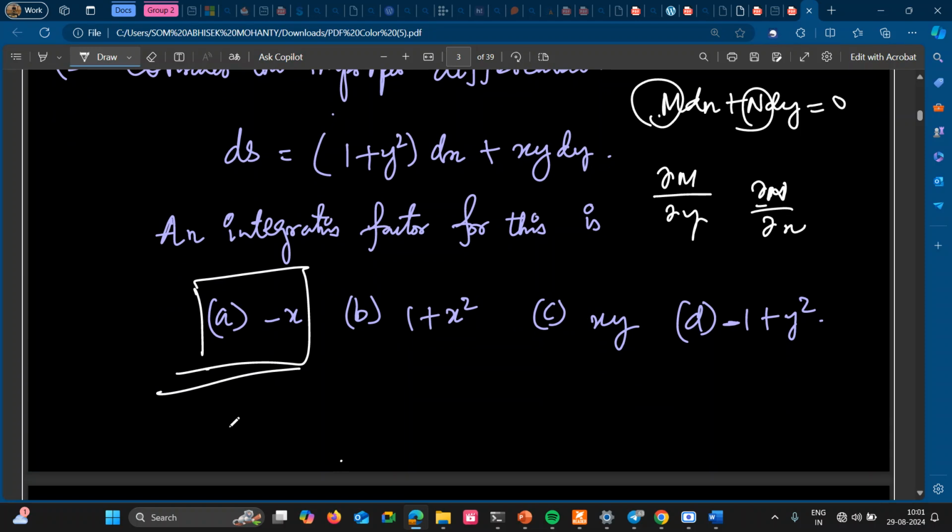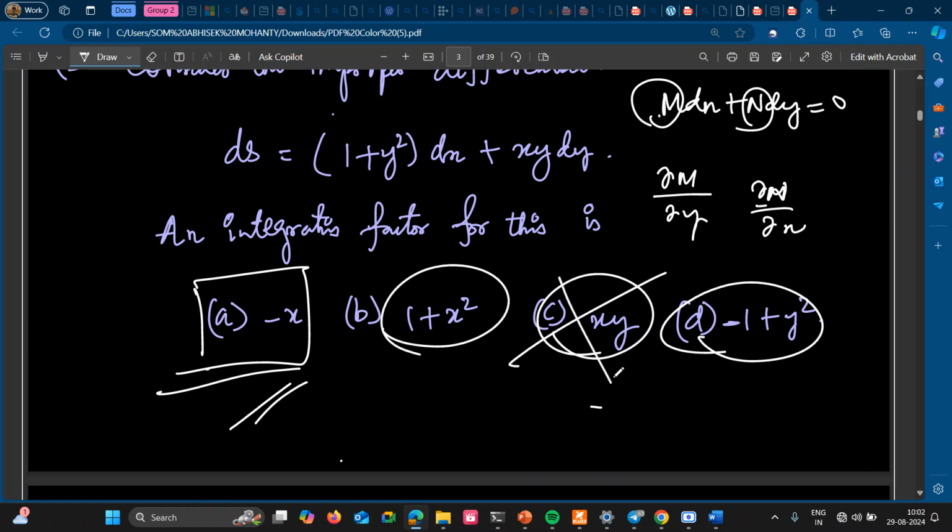Yeah, we can't do anything here because these are not matching with x. We cannot do this because y is there. So this is the only option we can go with. Okay. Let's go to the next question.